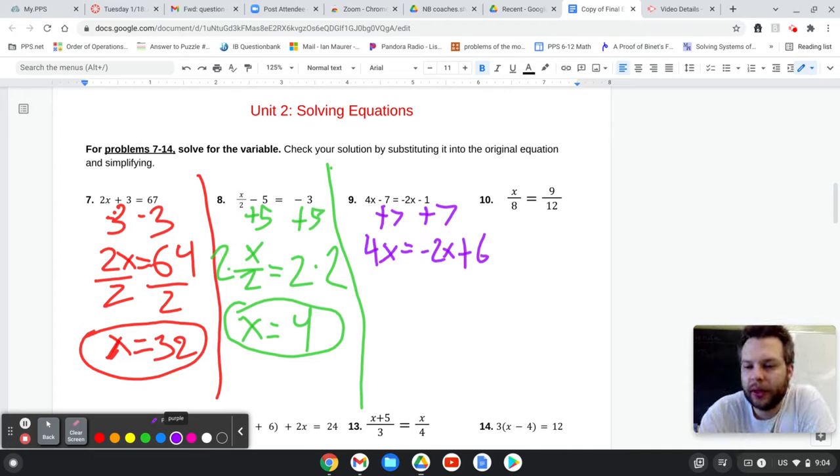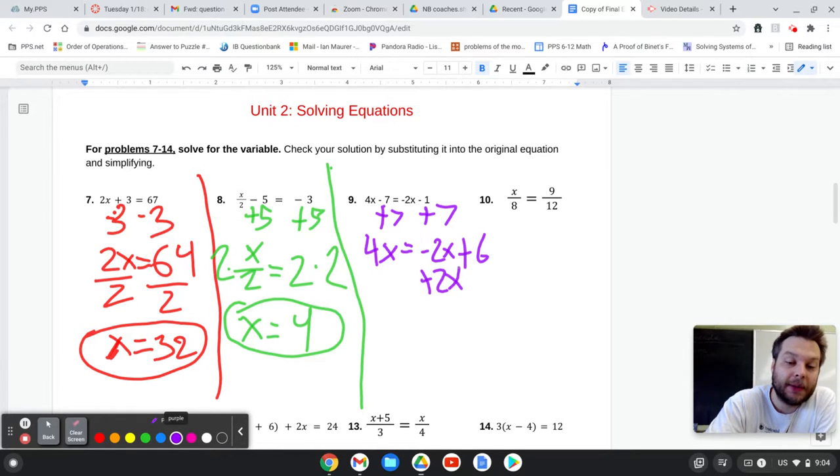Is that the only thing you could do? Nope. Could have done something else to get started. That's just something that I saw. Now I'm going to add 2x to both sides because adding is the opposite of a negative. Now I have 6x on the left side equals 6.